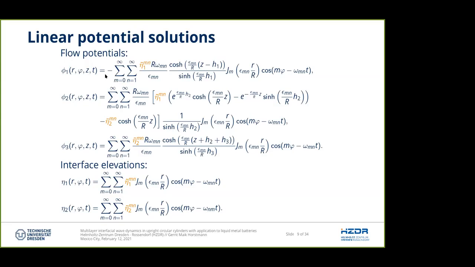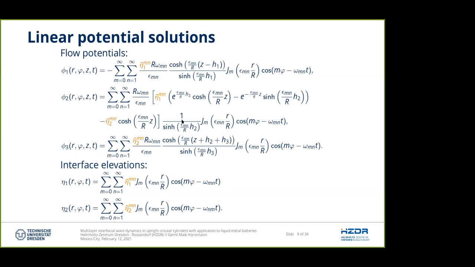So the potentials are described by products of hyperbolic functions in Z, Bessel functions in R as a radial coordinate, and simple harmonic functions in the azimuthal coordinate. And the important thing here is that I have 2 degrees of freedom, 2 wave amplitudes, while the potential of the second, the middle liquid, the electrolyte, depends on both wave amplitudes of the top and the lower interface.